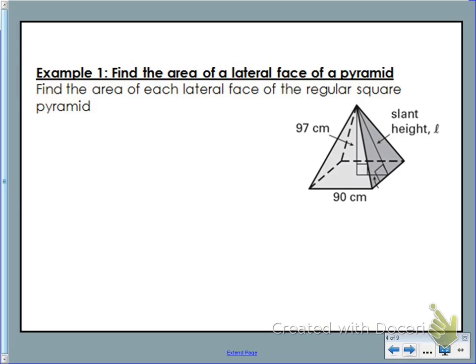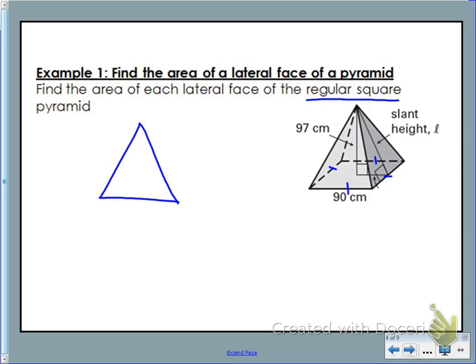Example 1 says to find the area of each lateral face of the regular square pyramid. Well, since it's a regular square pyramid, that means all four sides are the same. So in this case, each of the four sides is 90 centimeters. What we need to consider is we're trying to find the area of just one lateral face. The lateral faces are everything but the base. So since this is a square pyramid, all of the faces will be the same triangle. So it would look like this.